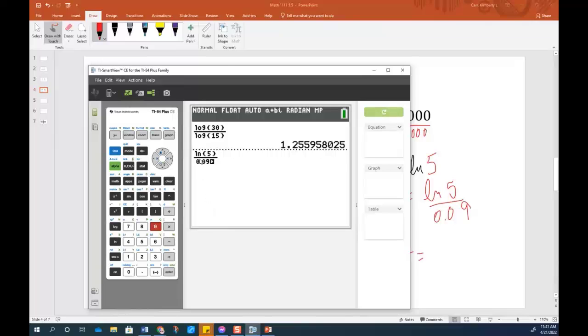0.09. Some of you might be wondering, why does she always put the 0 in front? I could just put .09, but I find that people like it to look the same.